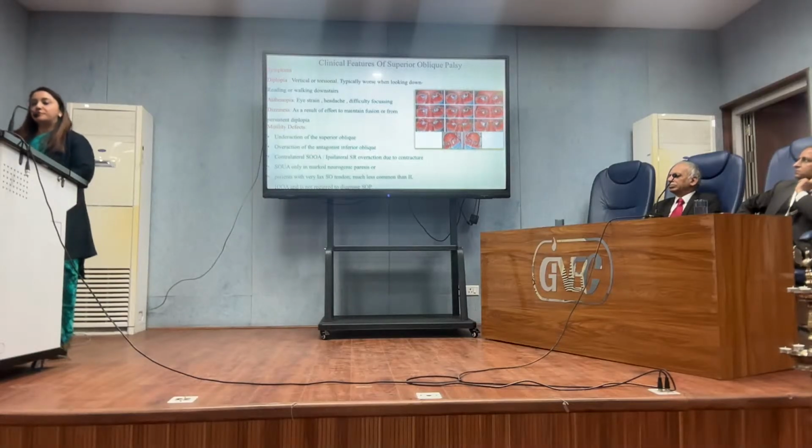Some of the symptoms could be an annoying diplopia, vertical or torsional, especially in the acquired cases, typically worse when looking down while reading or walking downstairs. Eye strain, headache, difficulty focusing, dizziness, all of these as a result of effort to maintain fusion and avoid the persisting diplopia. The typical motility defects: underaction of the superior oblique, overaction of the antagonist inferior oblique, contralateral SO overaction, ipsilateral SR overaction due to contraction.